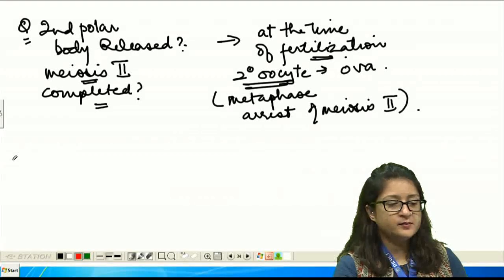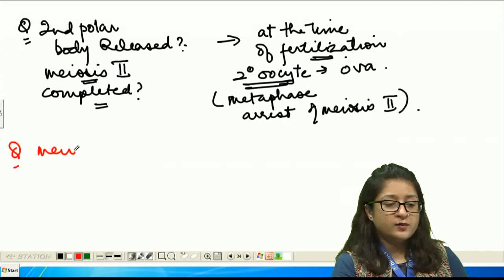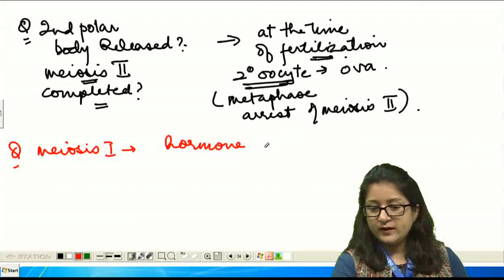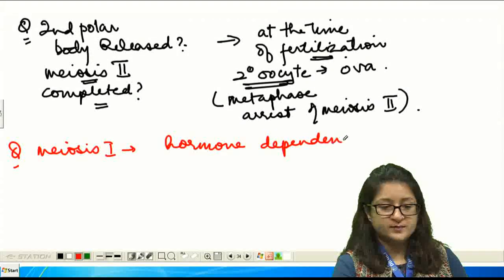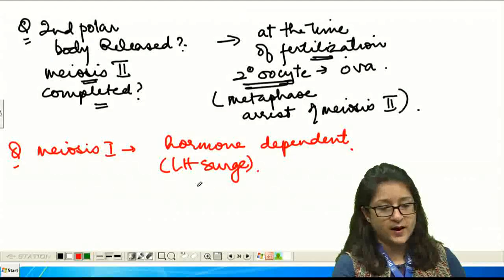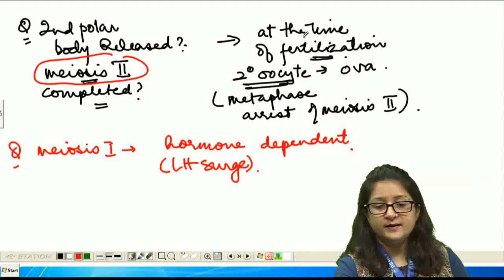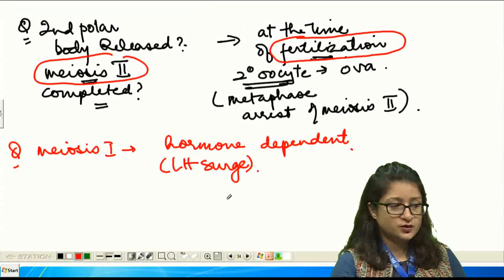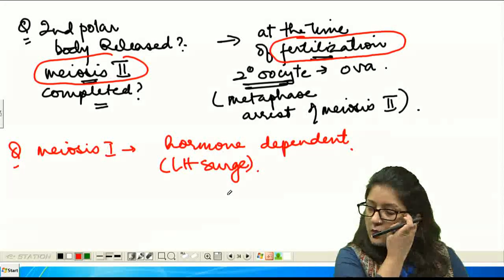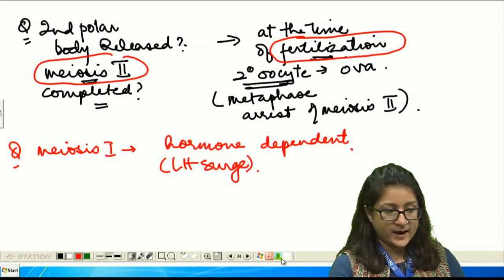So we understand another important point about this reduction division: meiosis 1 is hormone dependent, because the LH surge is required to initiate meiosis 1, whereas meiosis 2 is not hormone dependent. It is dependent on fertilization. It is not dependent on any hormone. All right, so this is what happens up till ovulation.